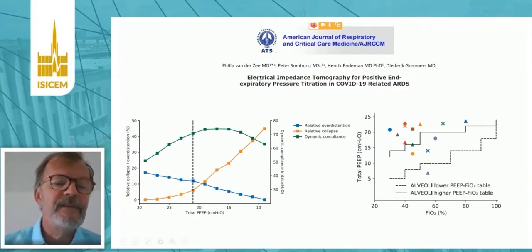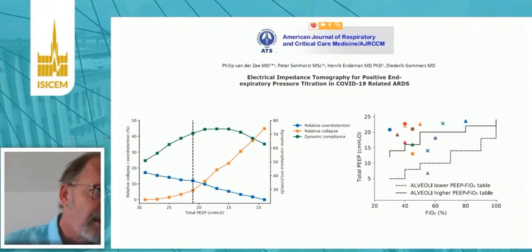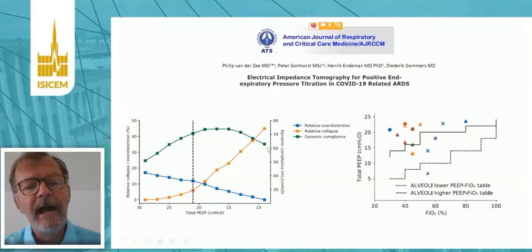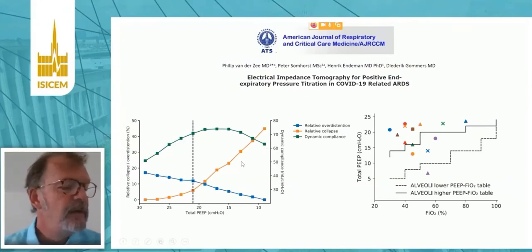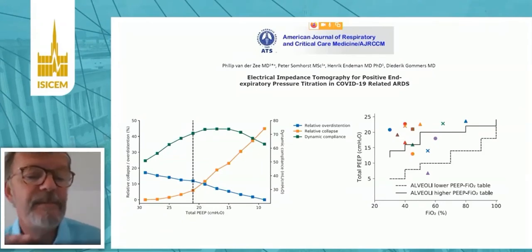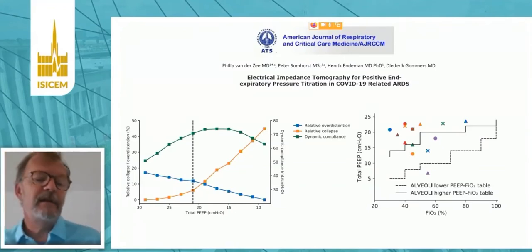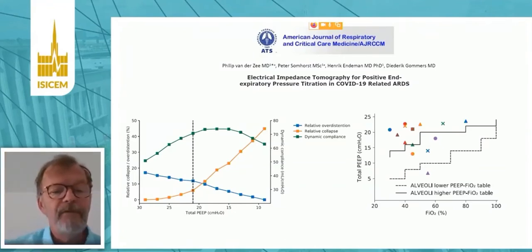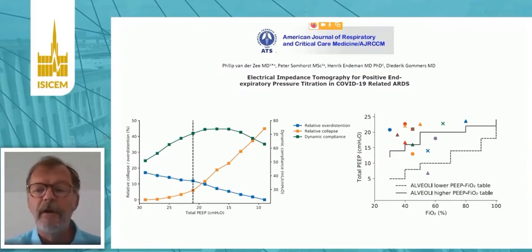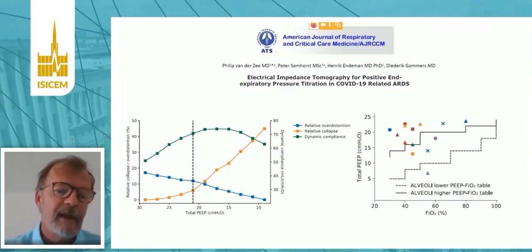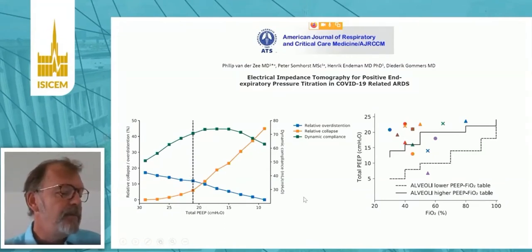And this is an example of a series of patients where you see with the blue curve the progressive increase in overdistension, so drop in compliance, as you increase the PEEP, and the progressive decrease in collapse because the compliance is increasing in these pixels. And you can see which PEEP level gives you maybe the best result. So in this study, the authors decided that they wanted to have less than 10% of relative collapse, which may be a bit arbitrary.